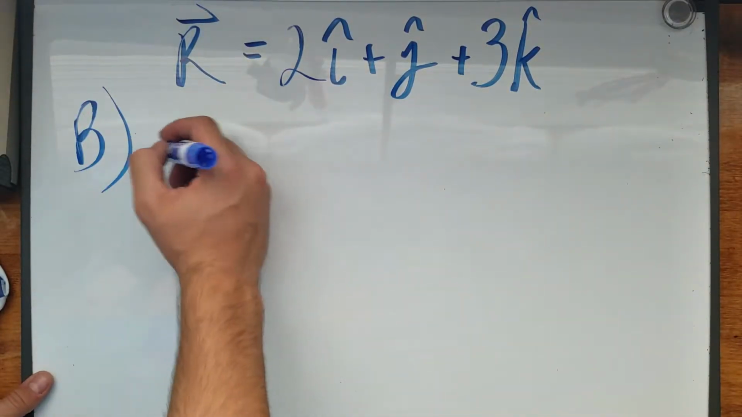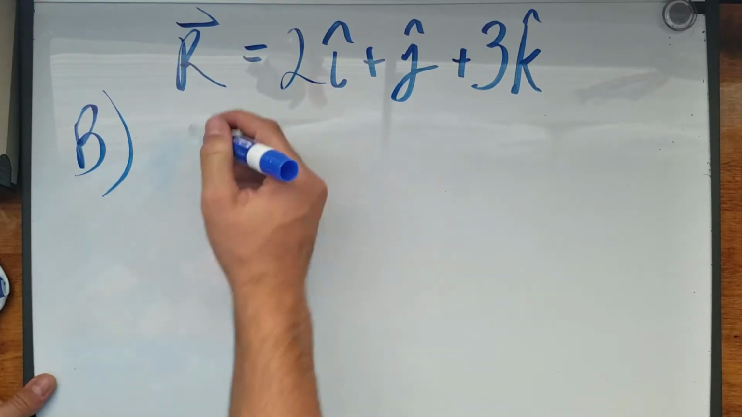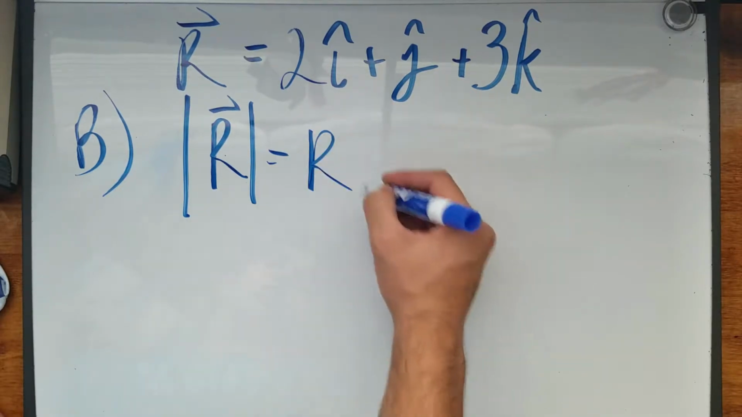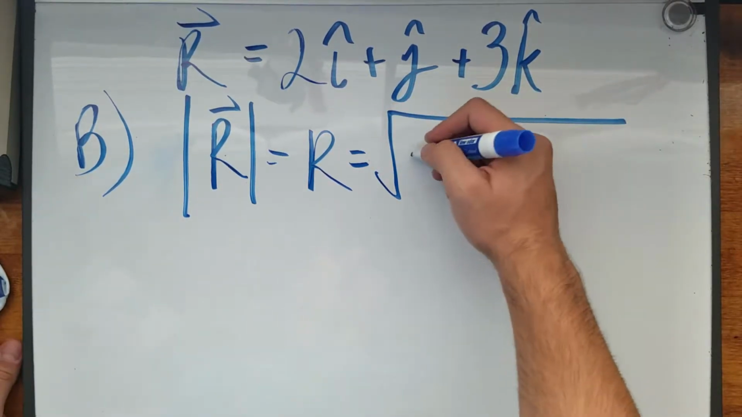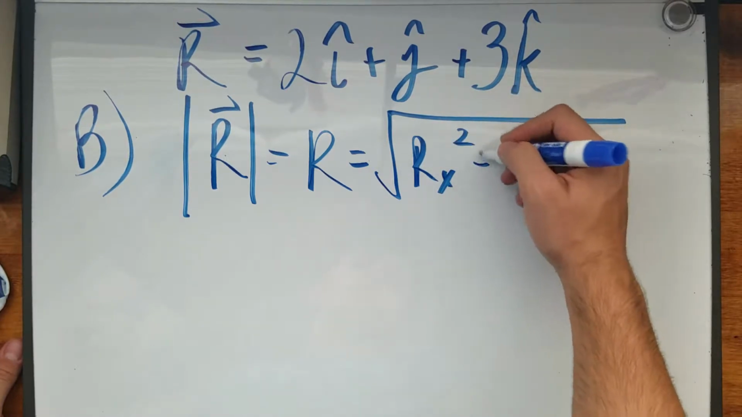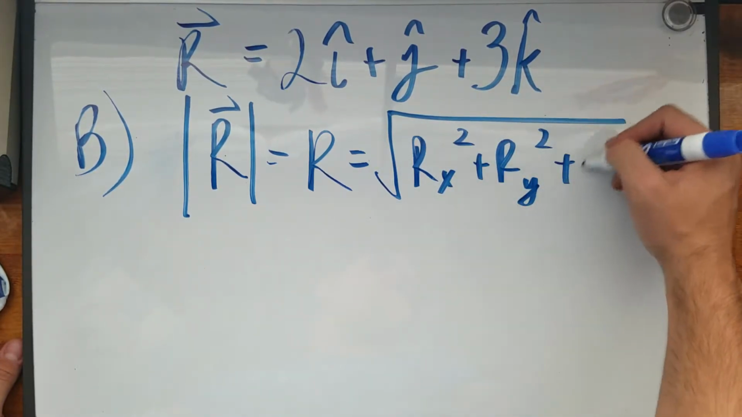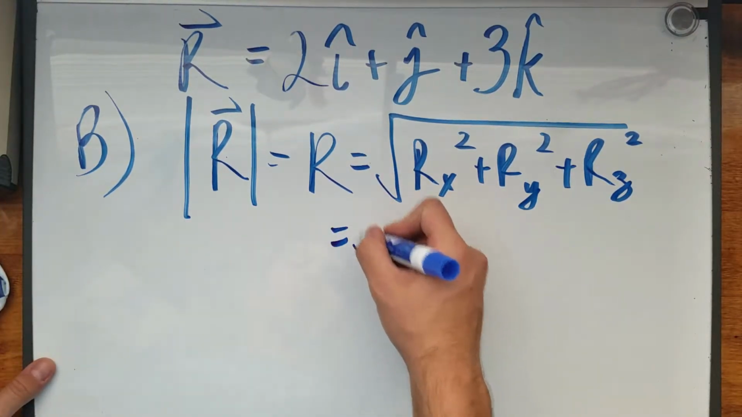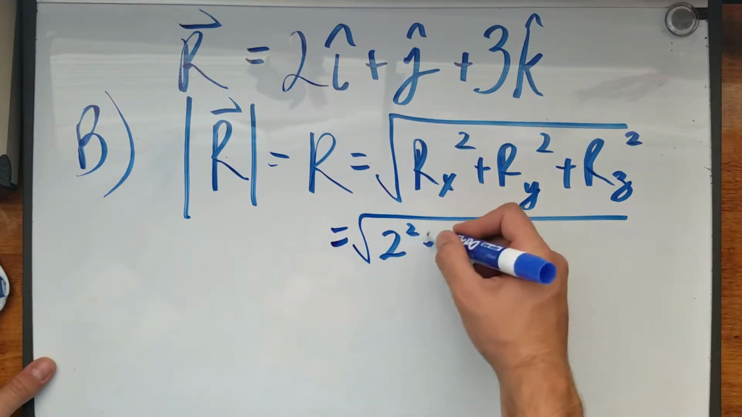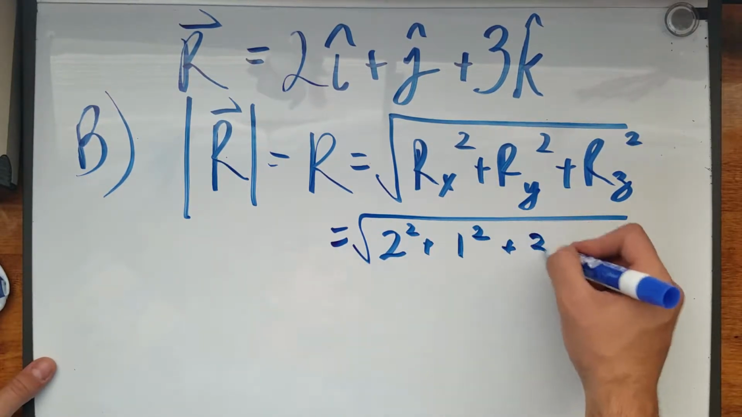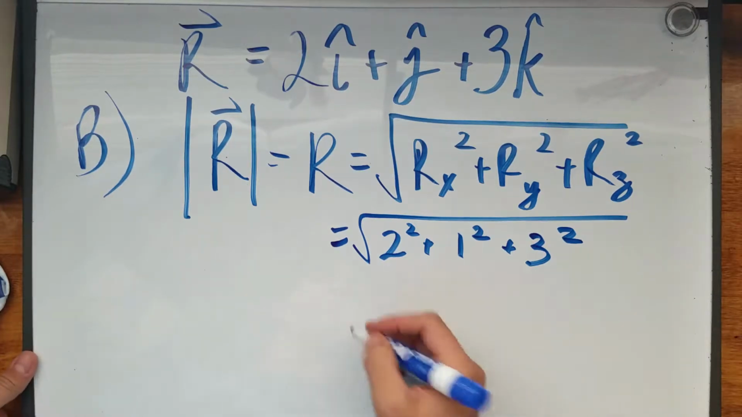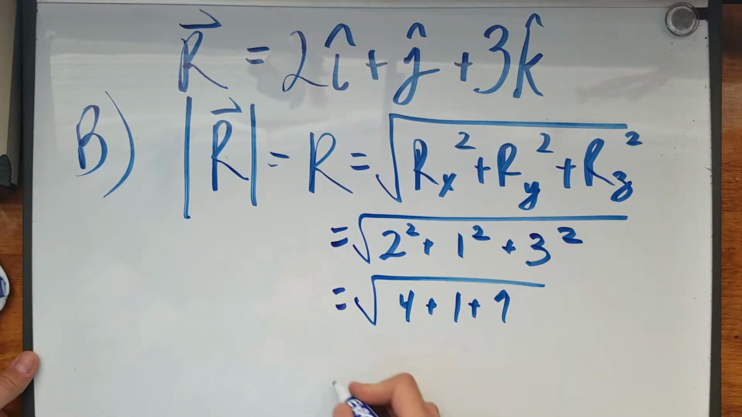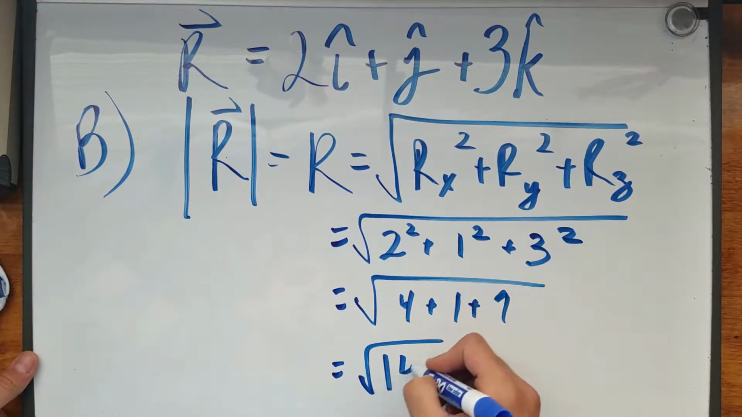Now in part B, we are asked to find the magnitude of the r vector, which is known as r within two of these absolute value signs, or just r without the vector hat, and that is equal to the square root of the sum of the squares of the x magnitude, the y magnitude, and the z magnitude. Now we just substitute in those values, so that would be 2 squared plus 1 squared plus 3 squared. And notice we don't have any units on these because they are all scalar values. Just wanted to reiterate that. That's 4 plus 1 plus 9, which is then root 14.